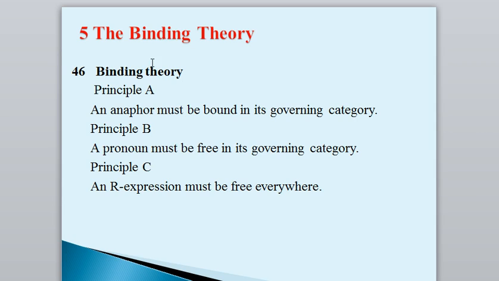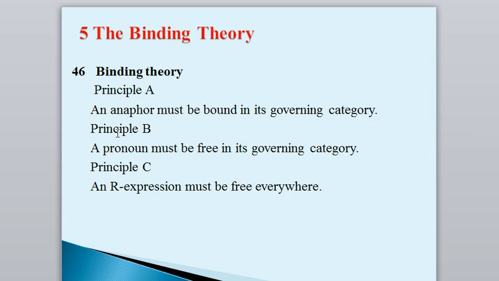As I told you, binding theory consists of three principles. Principle A: an anaphor, that is, reflexives or reciprocals like himself or each other, must be bound in its governing category. It means that they need an antecedent, and we should co-index the reflexive pronoun or reciprocal pronoun with that antecedent. So this is Principle A: an anaphor must be bound in its governing category.